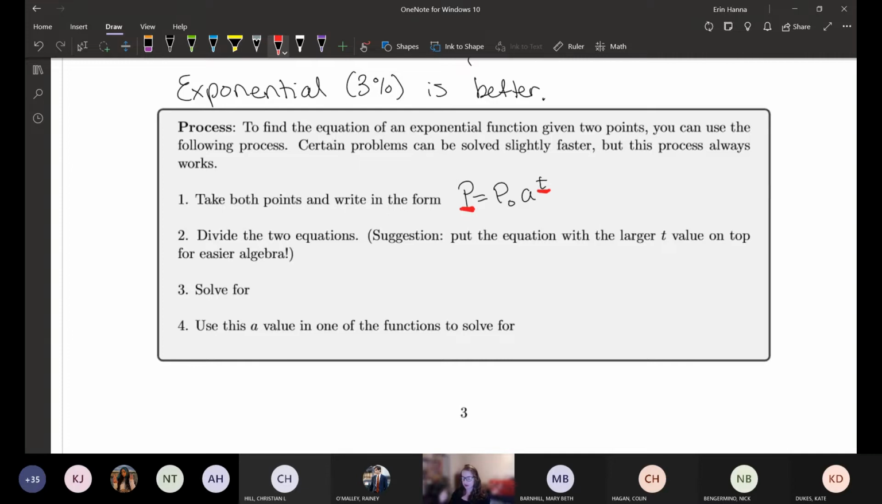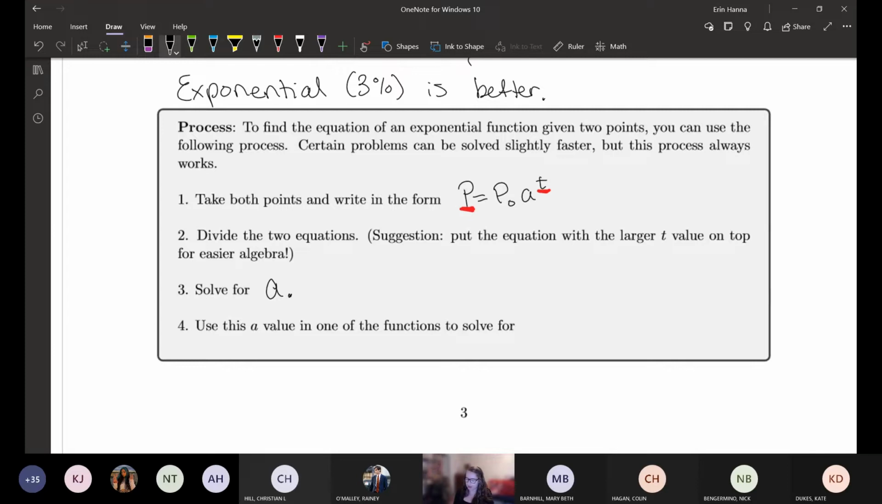The next thing you're going to do is divide the two equations that you write. And you'll see what I mean by that in a second. I always suggest to write the equation with the larger t value first so that you can put that on top of the other one. Because if you have the larger t value equation on top, it's going to make the algebra easier. You can technically solve it the other way. It's just going to be a little bit grosser algebra. So I would always say take the larger t value and write that equation first. After you divide, we're going to be able to solve for the a value.